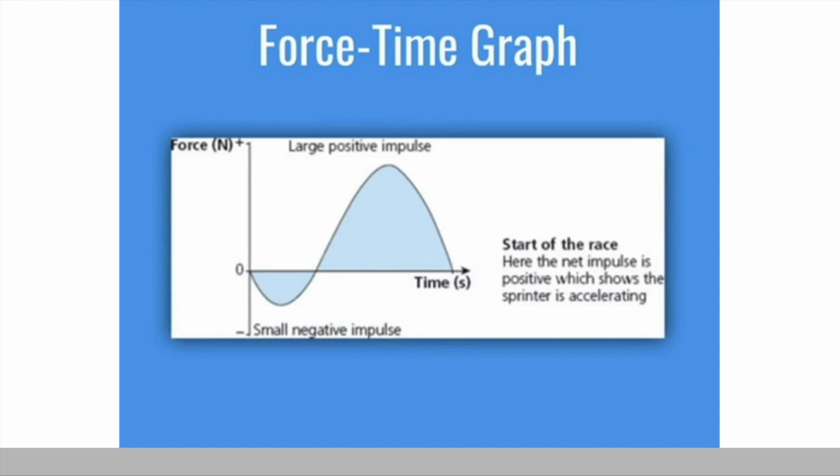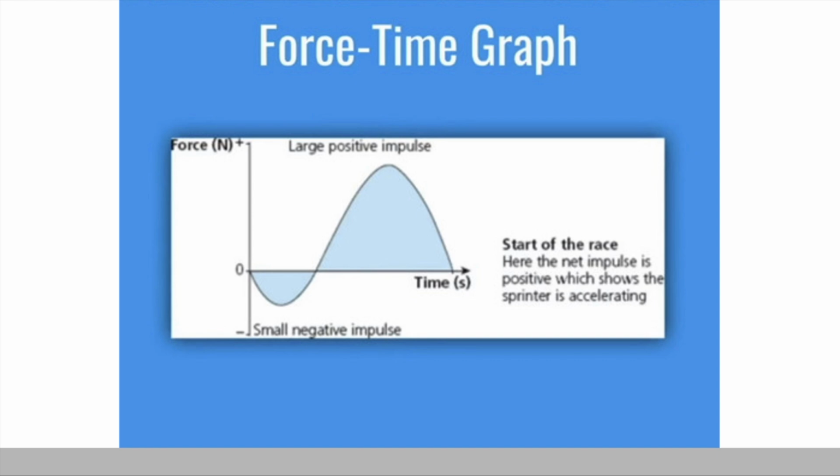So at the start of the race, when your foot is on the ground for tiny milliseconds, tiny amounts of time longer, we're generating more of a positive impulse to increase that speed and that acceleration. So this is what the force time graph would look like at the start of a race if we're looking at the force of the foot on the ground.